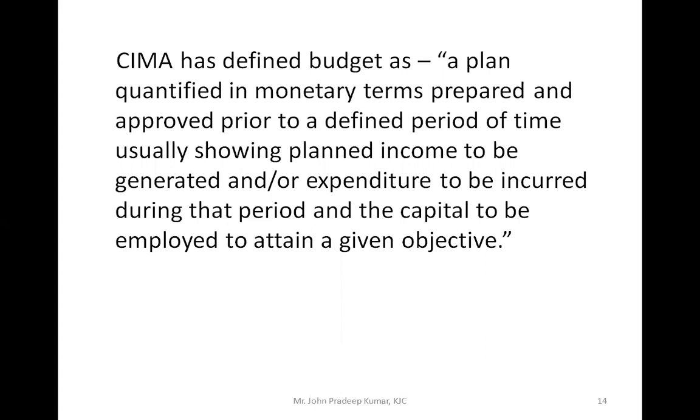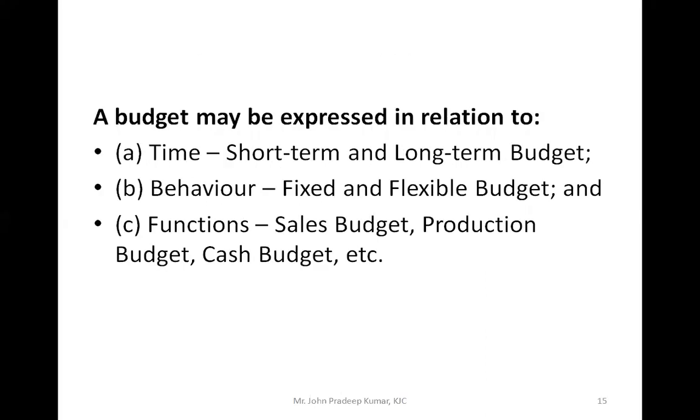Budgets may be expressed in different ways. One is by time. Some are called short-term budgets, others long-term budgets. If you prepare for within 1 year, say 5 months or 6 months, that is short-term. Long-term is more than 1 year, such as a 10-year budget. Earlier, India used to have 5-year planning, through the Planning Commission. So 5 years, 10 years, that is long-term.